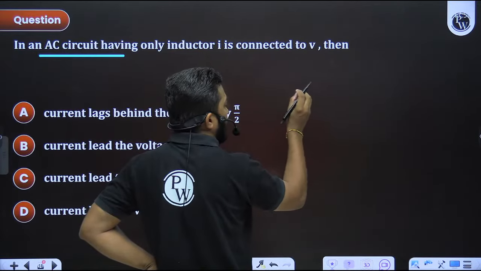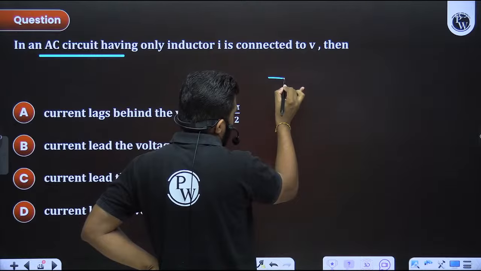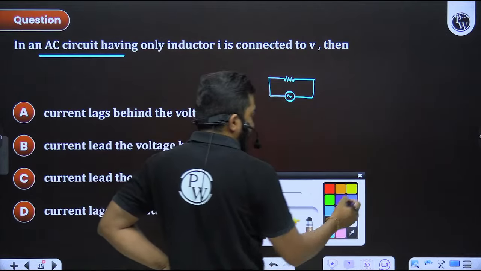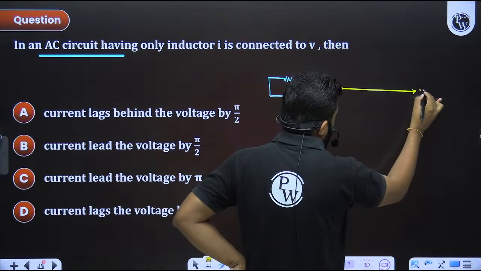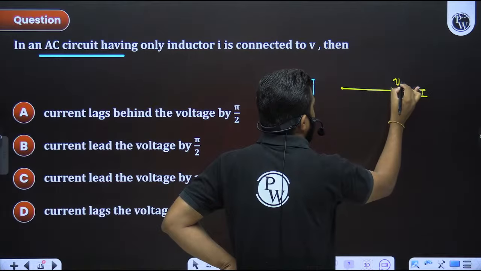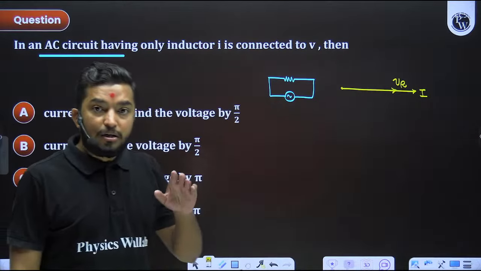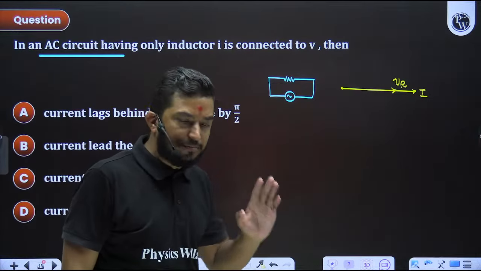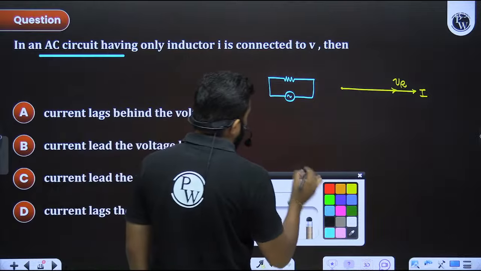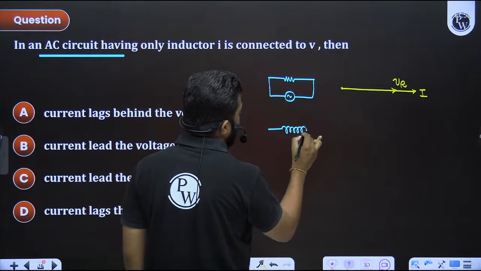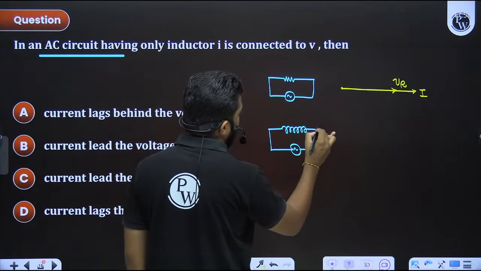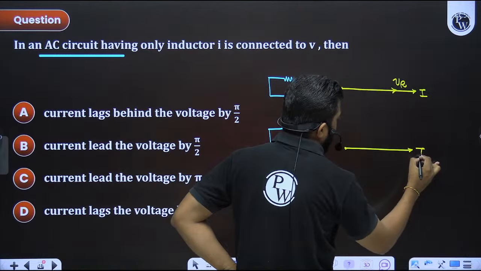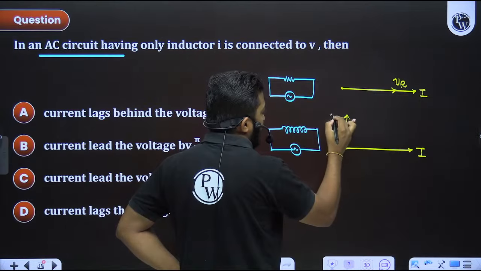So let's begin with the concept. If only resistance is connected with the AC, then in the phasor diagram the direction of voltage for resistance is the same as the direction of current. So the phase difference between I and VR becomes 0 for only resistance. If only an inductor is available in the AC circuit, we can say there is a phase difference of pi by 2, that is 90 degrees, between I and VL.